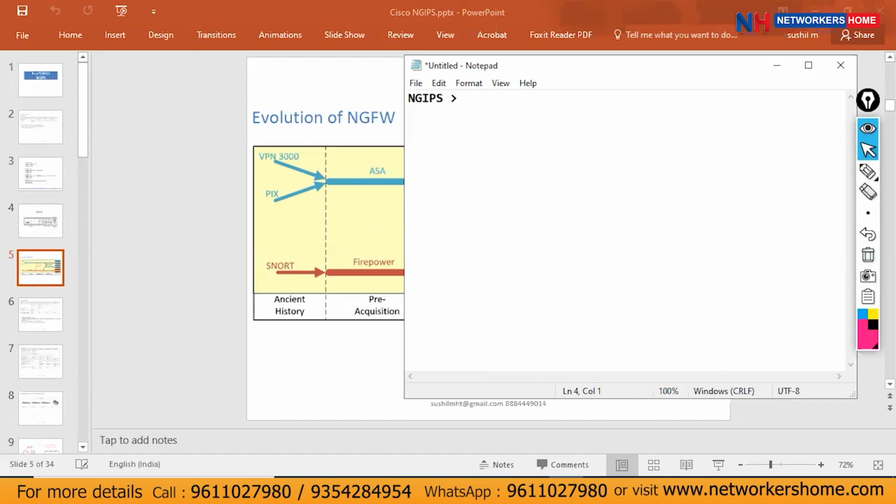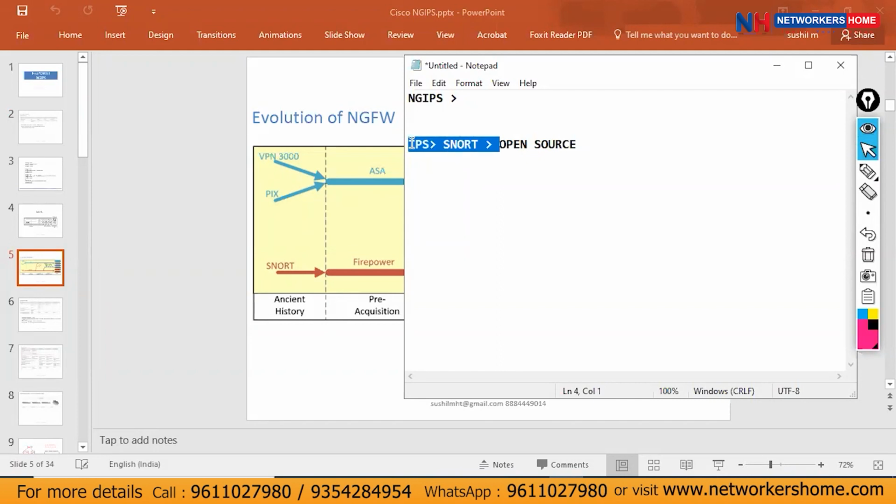See, the very first thing, there was an IPS, and this IPS device we basically called an intrusion prevention system. So this IPS was basically introduced by Snort. This was the Snort company. This company introduced the IPS device, and it was open source. It means anyone can download it.